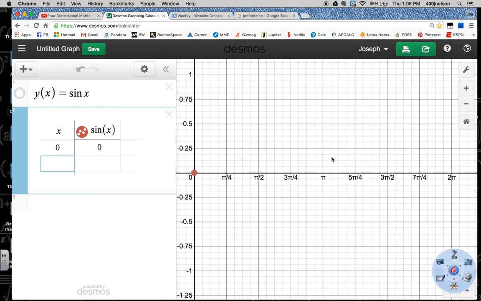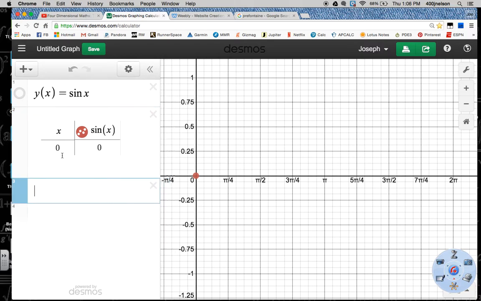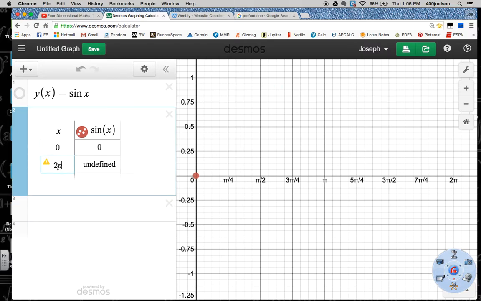There we go. Okay, so I still go from 0 to 2 pi. I go up to 1 and down to -1. Let's put in 2 pi. And on Desmos, you can just go 2 pi. And if I plug in 2 pi, I get 0 again. Okay. And we know this.